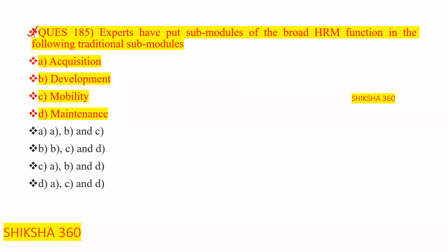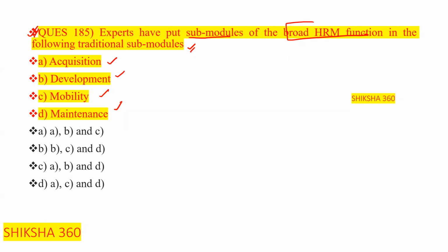Question number 185. Experts have put the broad HRM function into the following traditional sub-modules. Option A is acquisition, B is development, C is mobility, D is maintenance. Under which have they put it? Option A is ABC, option B is BCD, option C is ABD, option D is A, C and D.